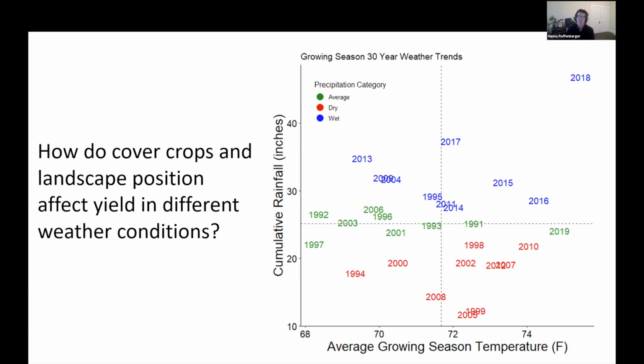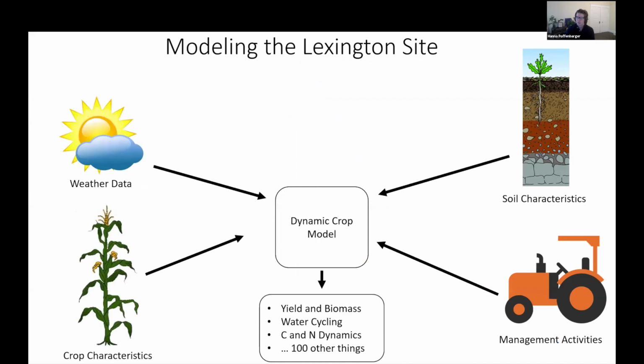We asked this question of what are the effects of landscape position and cover crop under different kinds of weather? And to look into this, we divided the last 30 years of weather data into three categories based on rainfall: dry, average, and wet, and then compared yields between these categories. And so to do this, because we don't have a time machine, we took the data from our Lexington site in 2019 and used it to calibrate a dynamic crop model, the Decision Support System for Agro-Technology Transfer, or DSSAT, and ran it under different weather scenarios from the last 30 years.